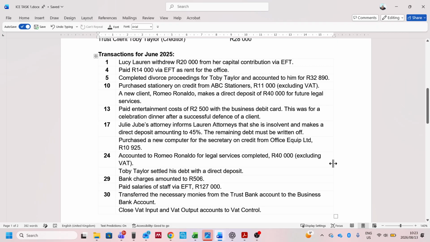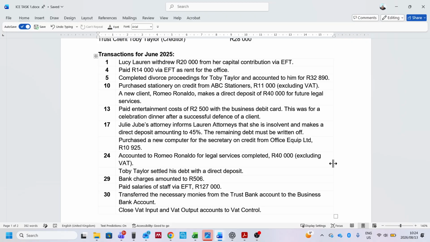Transaction on the 10th says purchased stationery on credit from ABC Stationers, 11,000 excluding VAT. You guys recorded this without VAT on your ICE task. So this is excluding VAT, this is where "unless stated otherwise" comes in to inform you that this amount now is not what? Including VAT. You need now to identify. We are buying stationery. Stationery is a what? Standard rated supply. So this means that it should be including VAT.